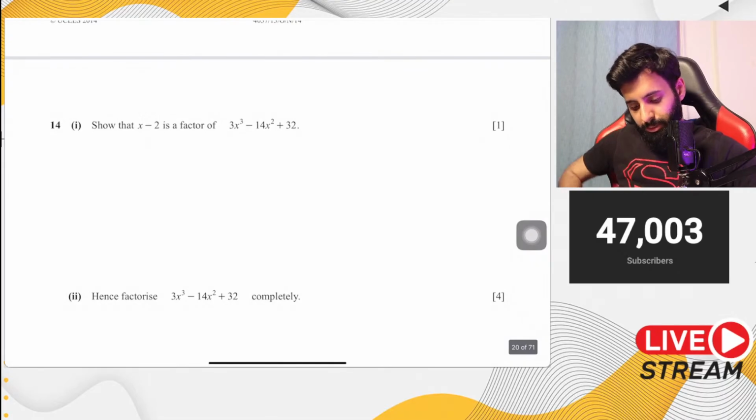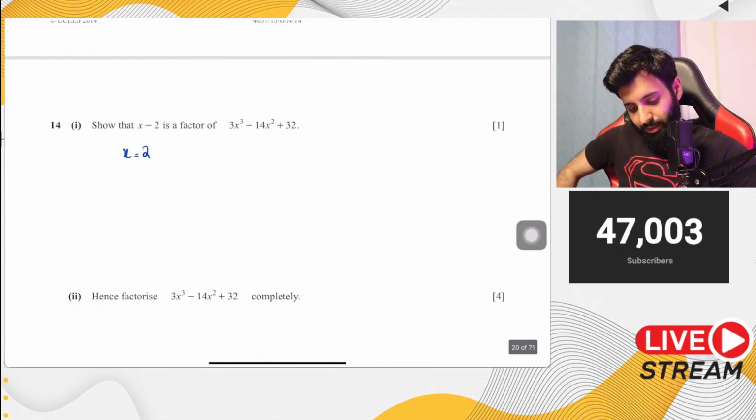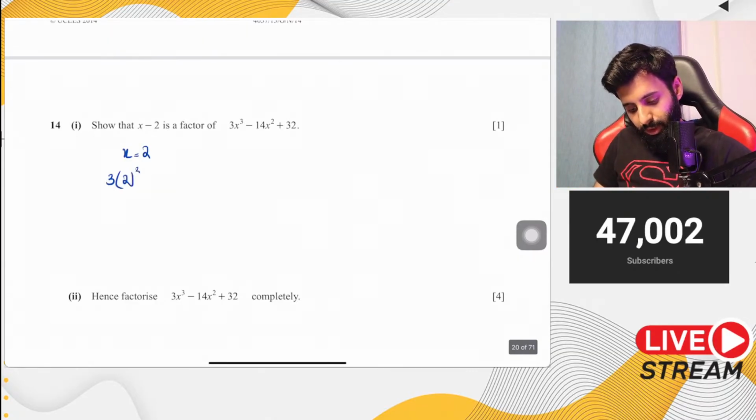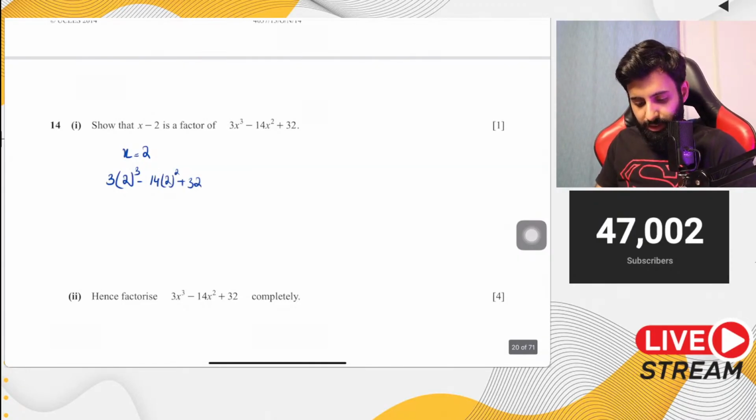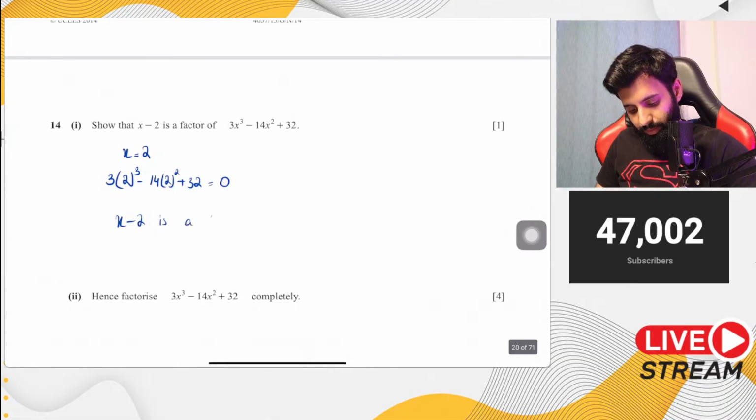So how do you show that x minus 2 is a factor? You take x equals 2 and plug it into the function. So 3 into 2 cubed, minus 14 into 2 squared, plus 32. If it is a factor, which it is since we're supposed to show it, then our final answer should be equal to 0. So it's equal to 0, that means x minus 2 is a factor.